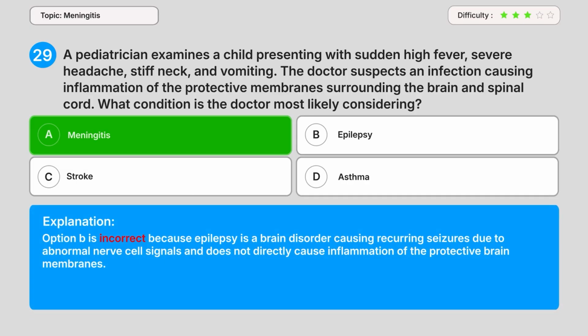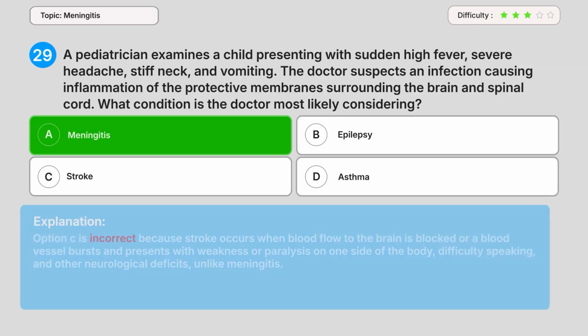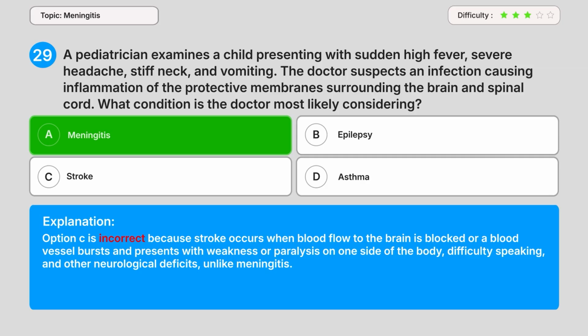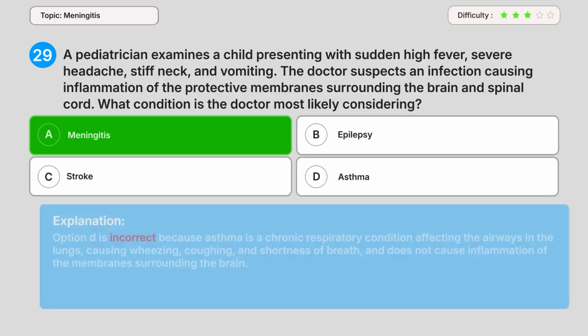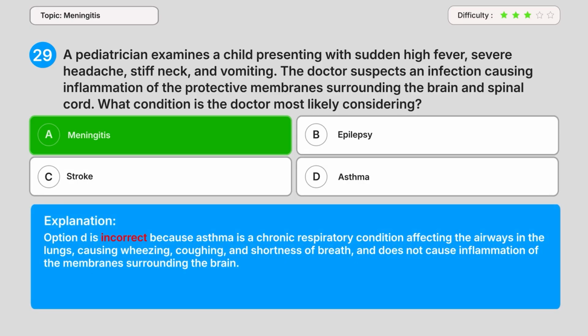Option B is incorrect because epilepsy is a brain disorder causing recurring seizures due to abnormal nerve cell signals and does not directly cause inflammation of the protective brain membranes. Option C is incorrect because stroke occurs when blood flow to the brain is blocked, or a blood vessel bursts, and presents with weakness or paralysis on one side of the body, difficulty speaking, and other neurological deficits, unlike meningitis. Option D is incorrect because asthma is a chronic respiratory condition affecting the airways in the lungs, causing wheezing, coughing, and shortness of breath, and does not cause inflammation of the membranes surrounding the brain.